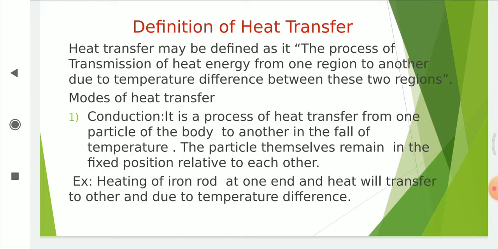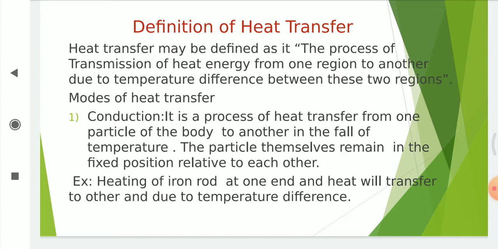Next, modes of heat transfer. There are three modes of heat transfer. The first one is conduction, the second is convection, and the third is radiation. Let me explain one by one. First is the conduction mode of heat transfer. It is a process of heat transfer from one particle of the body to another in the direction of fall of temperature, and the particles themselves remain in a fixed position relative to each other.